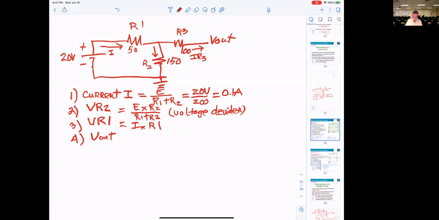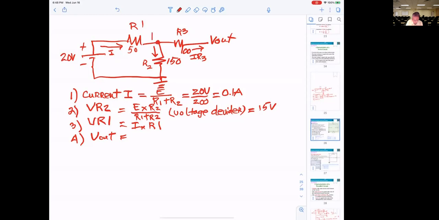What do we get out? 15 volts. Yes, 15 volts. Okay, VR2, what do you get when you calculate it? 15 volts. So what do we get out? 15 volts. There's no voltage drop across R3. Okay, that means right here, you get 15 volts.